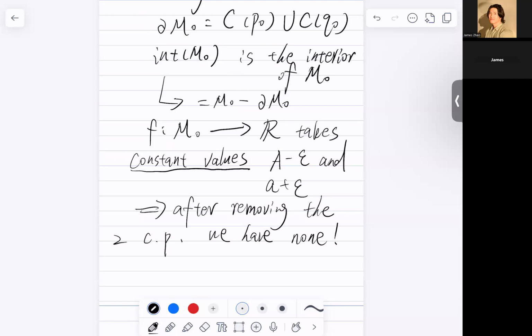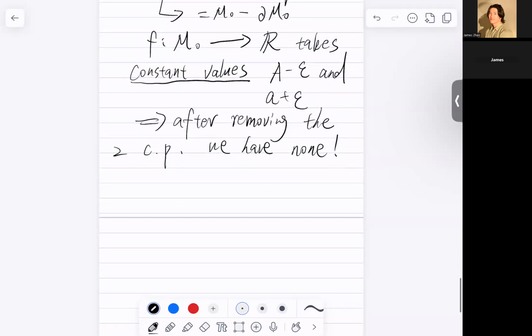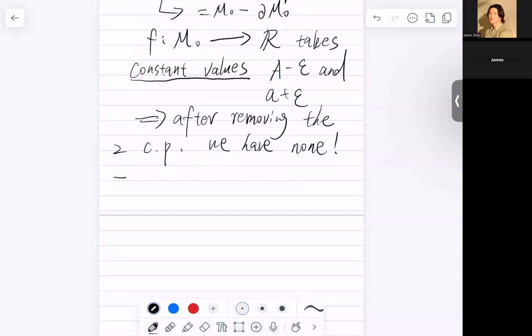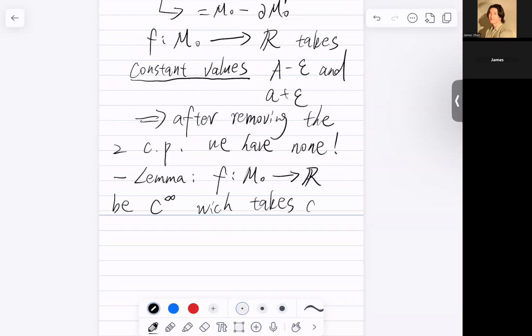And what are all these things leading to? Well, we're going to insert a little lemma that we're going to take for granted again. It will take quite a bit of time to prove, but it's a very powerful lemma. This lemma is very interesting. So we have a function that maps from this to that, be some smooth function, C infinity, which takes constant values on boundary circles.